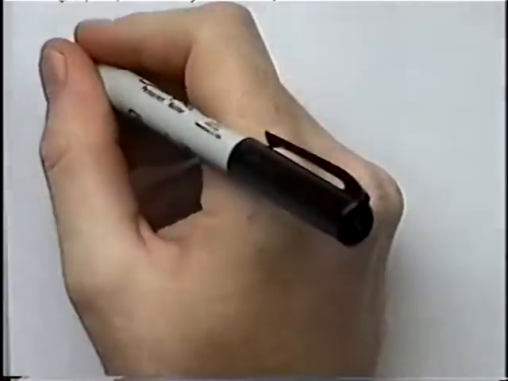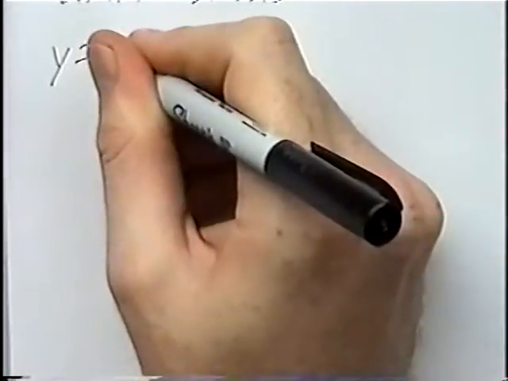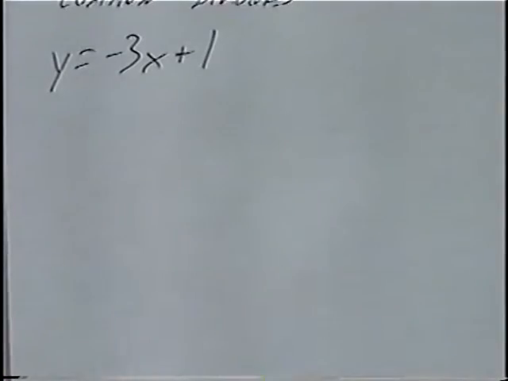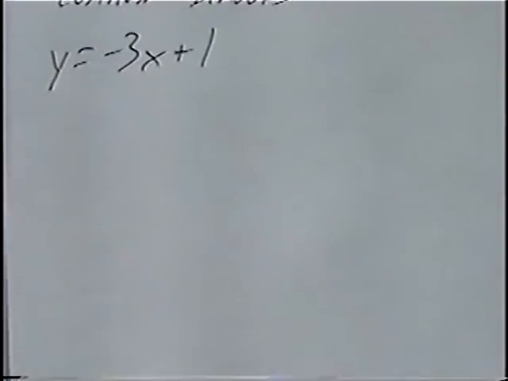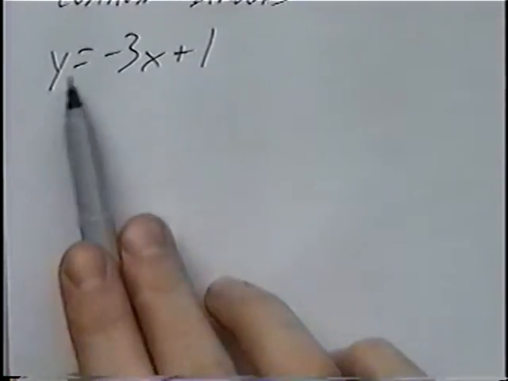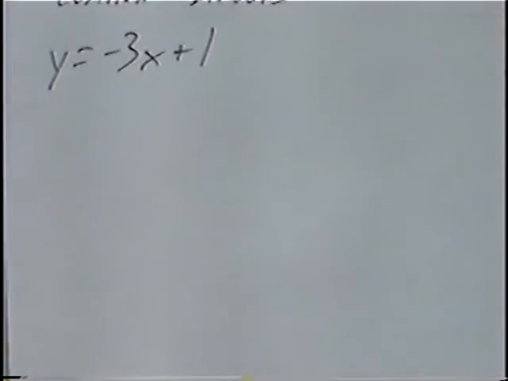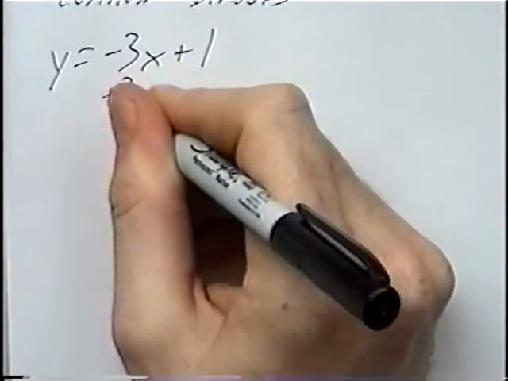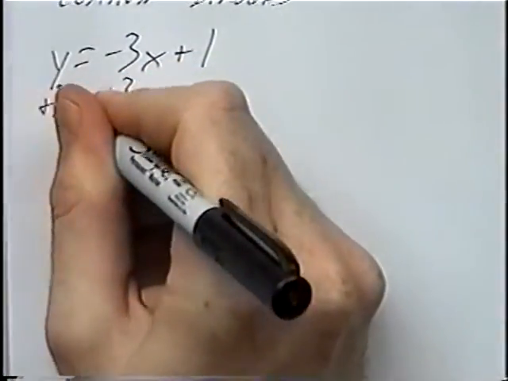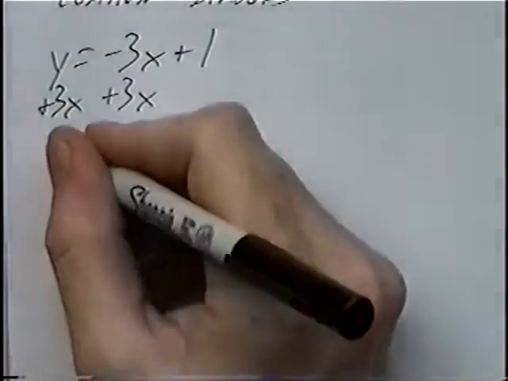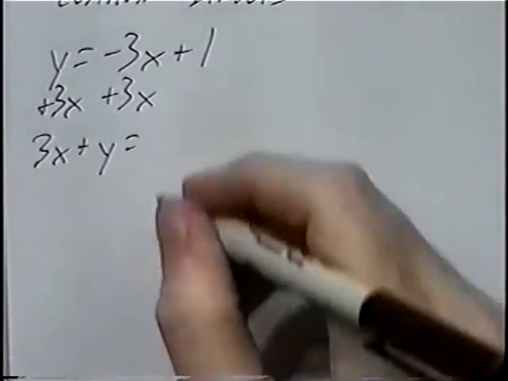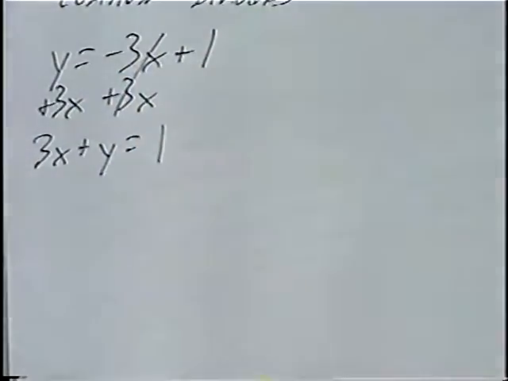First problem is y equals -3x plus 1. Taking this equation, we can write this equation in standard form. For standard form, you have to have x and y on the same side of the equation. So to move the -3x over, we can add 3x on both sides. And we'll put 3x first, plus y after, and equals +1.